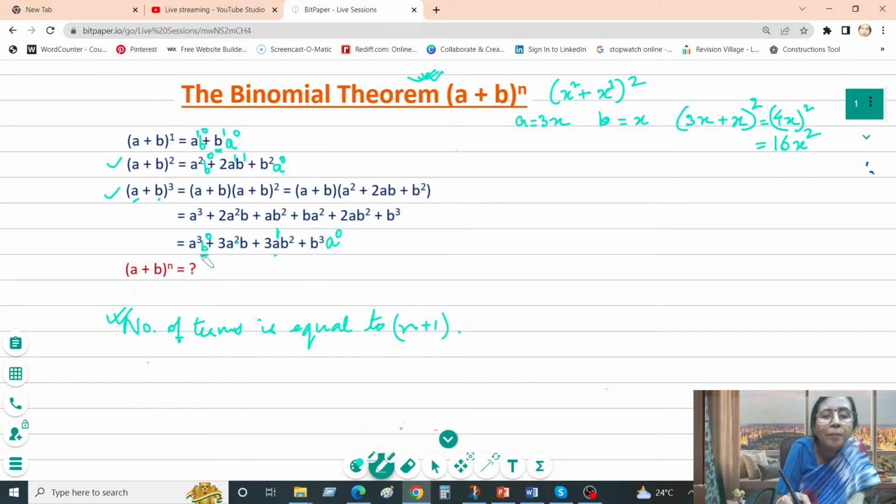Coming to the b, it is starting with the 0 power, and its power goes on increasing in steps of 1. So 0 plus 1 is 1. We are having b to the power of 1 in the second term. It is b to the power of 2. 1 plus 1 is 2 for the third term, and 2 plus 1 is 3. So it is b to the power of 3 for the fourth term. So now we see that there is a pattern.